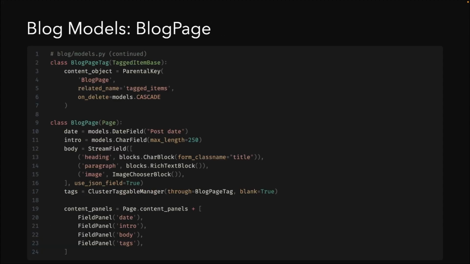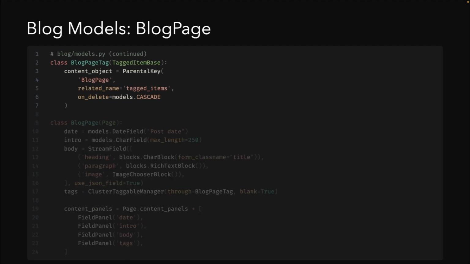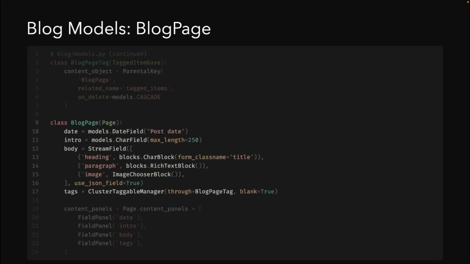The blog page model is more complex. It features a StreamField for flexible content as well as tagging functionality. StreamField allows editors to build pages from predefined content blocks in any order they choose. Blog page tag will connect a blog page to the tagged item base model. The blog page consists of fields for date, intro, a StreamField body allowing for heading, paragraph, and image fields to be defined within it in any order, and the tags field.